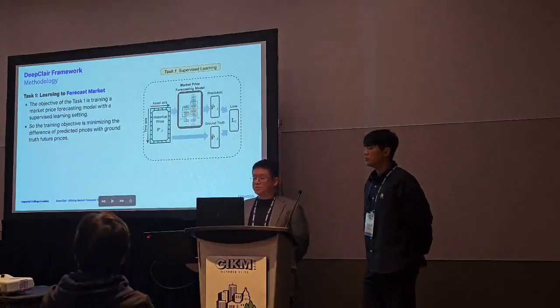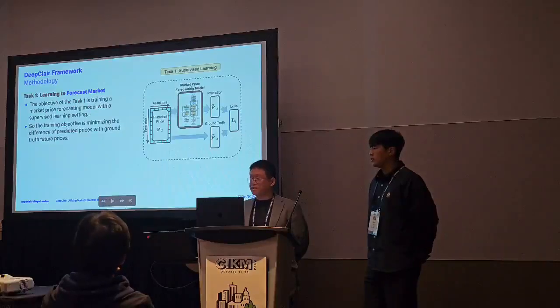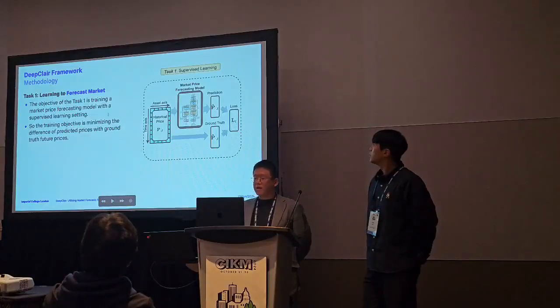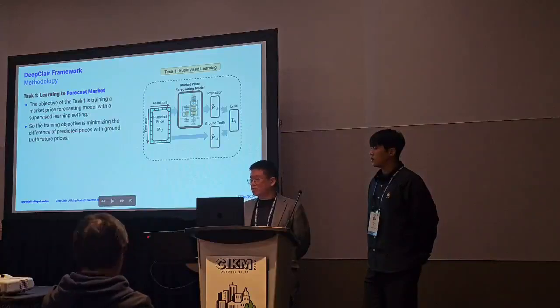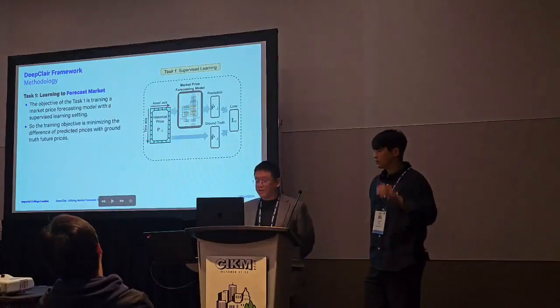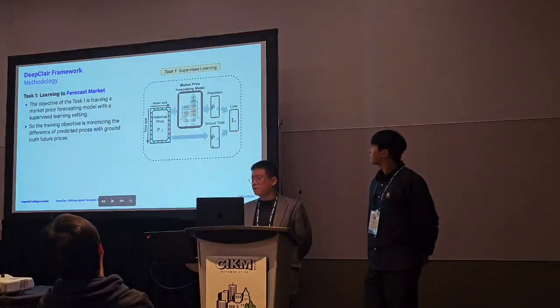The first part is learning to forecast the market. The objective of task 1 is training a market price forecasting model. As you can see, this is done in a supervised learning setting. The training objective is minimizing the difference of predicted price. As you can see in here, this part is from the market price forecasting model, and we minimize the difference between this part and the ground truth price.